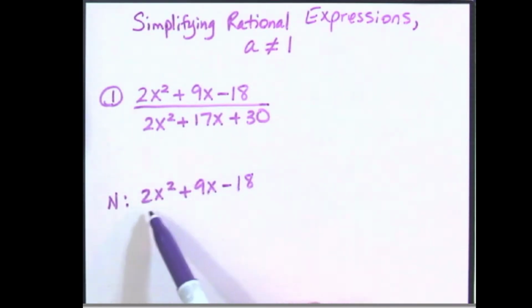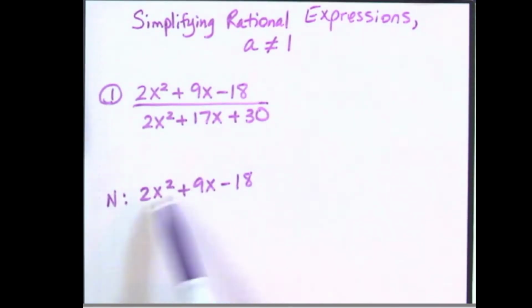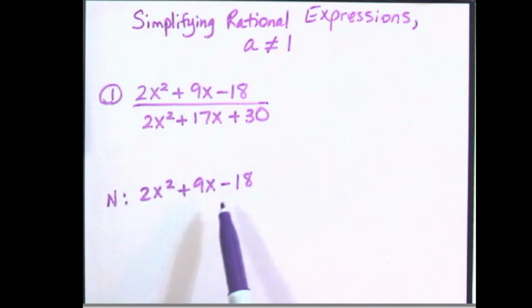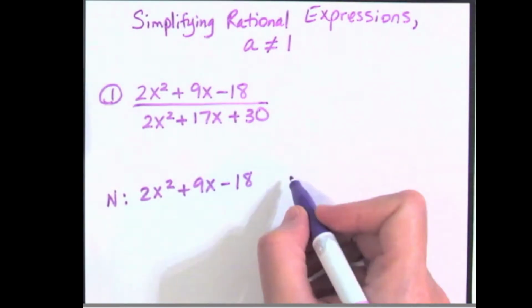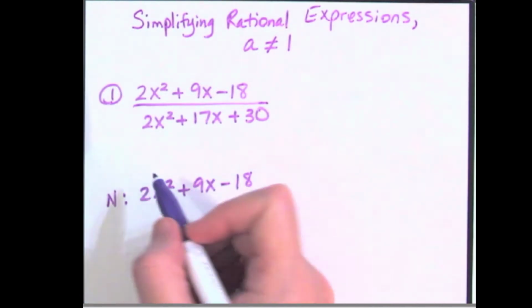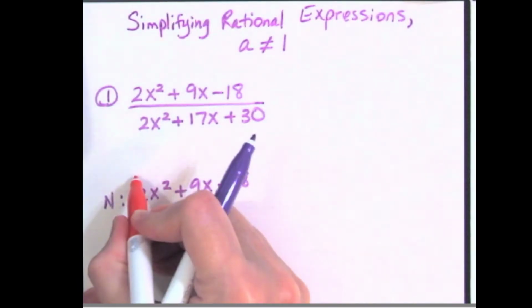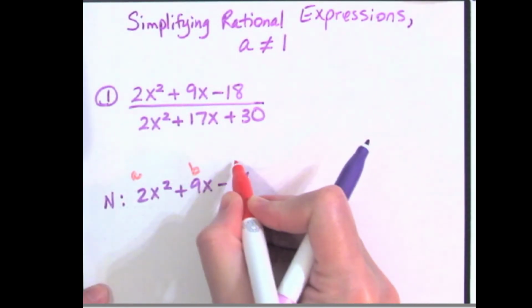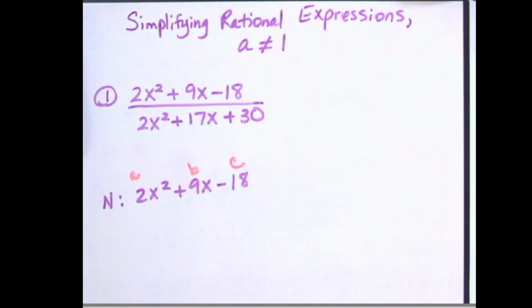So in the numerator we have 2x squared plus 9x minus 18. Usually we check to see if there's a GCF. We still can. So 2 does not go into 9, so that's not going to work. So we indeed have a trinomial where we're going to have to use the AC method and factor by grouping. So remember, in front of our x squared is our a, b is in front of our x term, and then c is our constant.